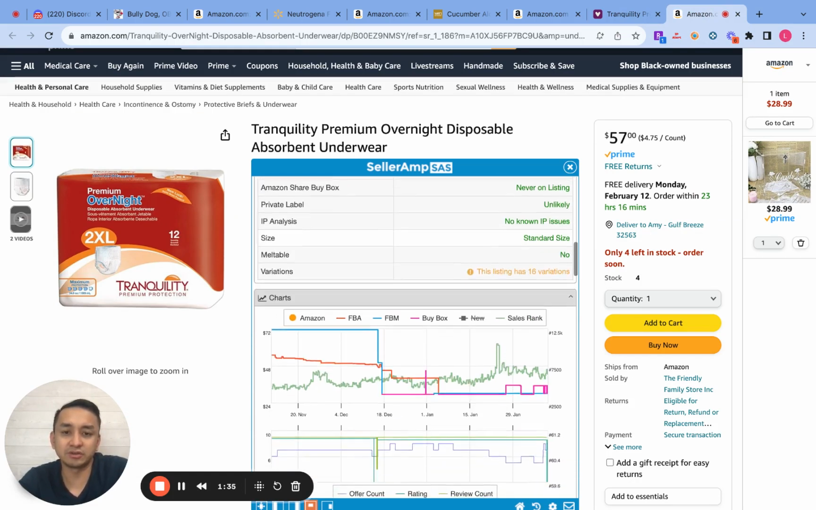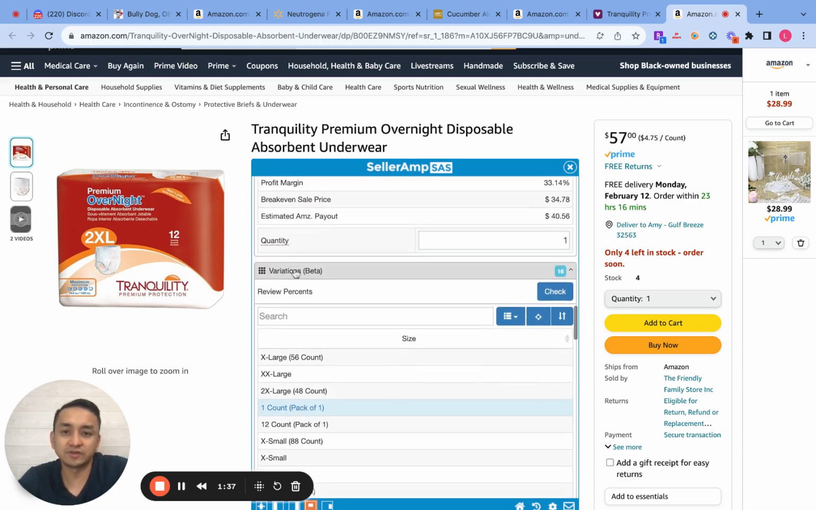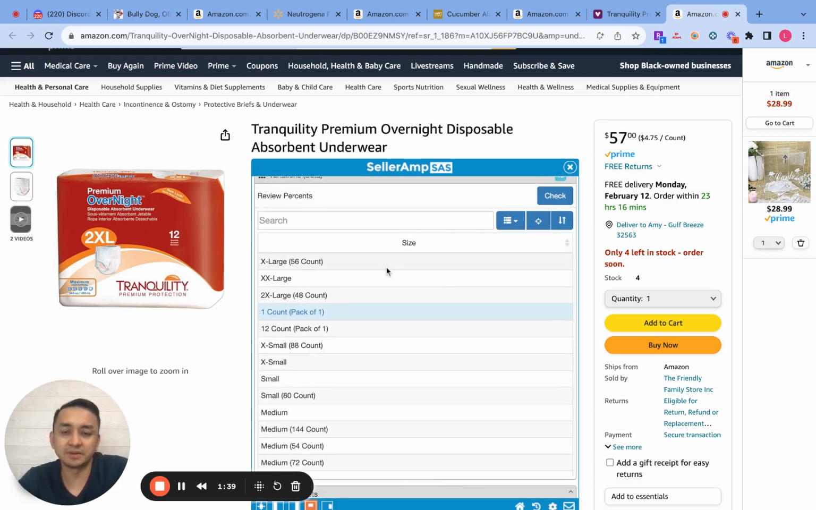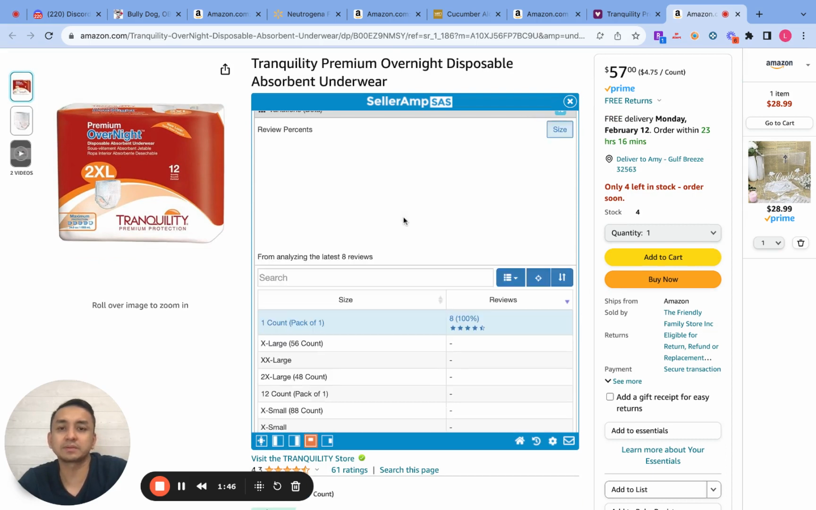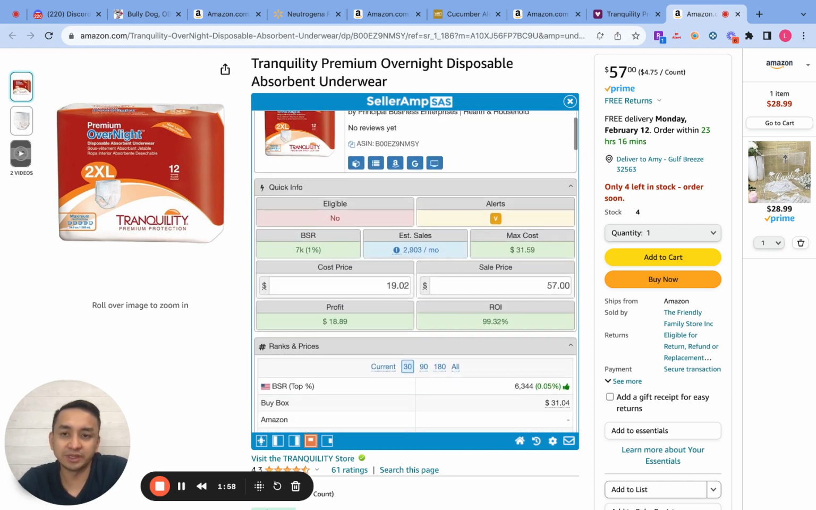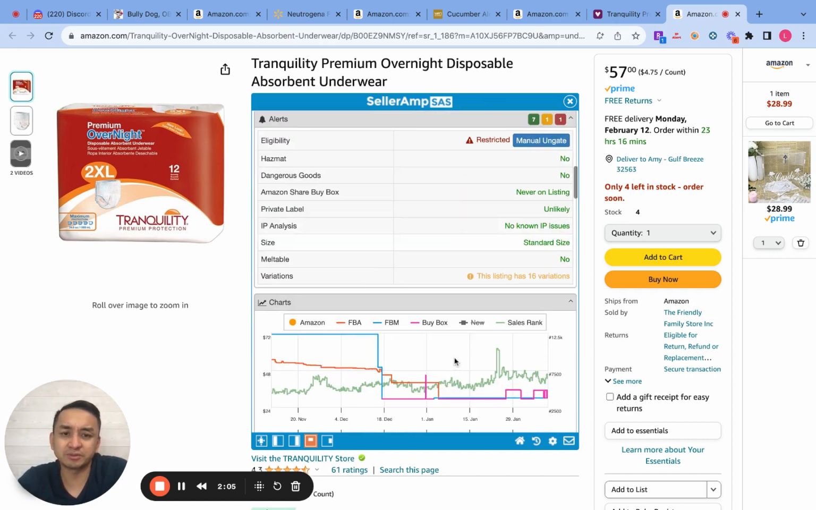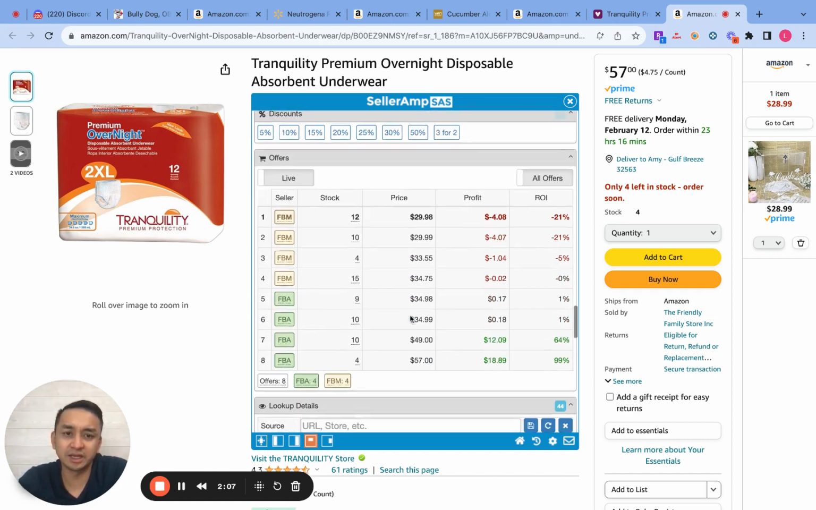So again, you go down here, you go to variations. The variation is auto selected right there. And then from here, you check it. So it seems like this variation is taking 100% of the sales. So it means that this variation is getting 2,900 sales a month at 100% ROI, which is pretty interesting. This is really high.